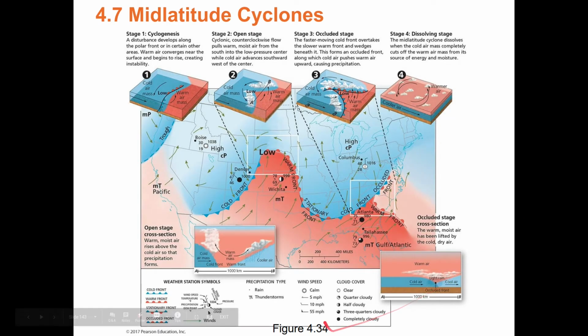The diagram out of the book is showing the same storm. Here it is in the open stage with rotation. And then over here, occlusion has already started. And the next thing that's going to happen, once you're in occlusion, here's the side view with the cold air and the warm air lifted up. Everything is going to mix together and the storm is just going to dissolve.